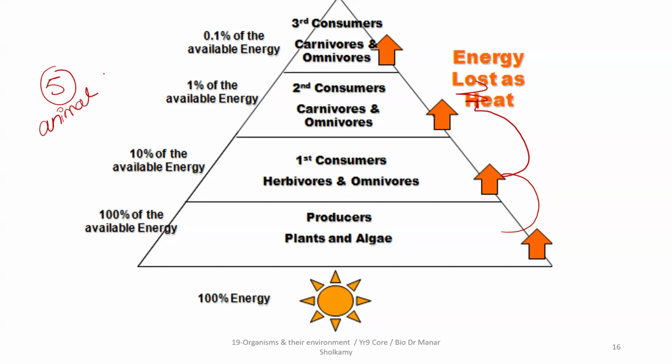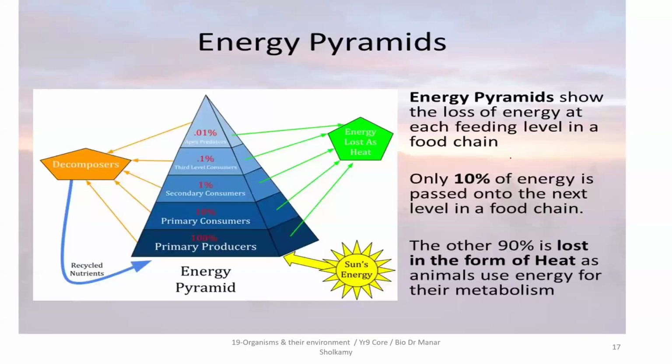Energy is lost. Lots of energy is lost. 90% of the energy is lost as we go up the pyramid, and only 10% of the energy remains. Again, this is a pyramid. We have 3 pyramids that we will discuss in this lesson. These pyramids are diagrams that show the flow of energy between organisms.